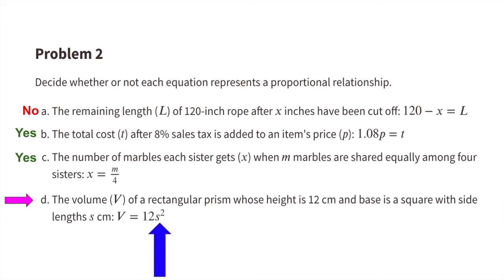D. The volume, V, of a rectangular prism whose height is 12 centimeters and base is a square with side lengths s centimeters. V equals 12s squared, or V equals 12s to the second power. Since there's an exponent here, it tells me that there will not be a proportional relationship.